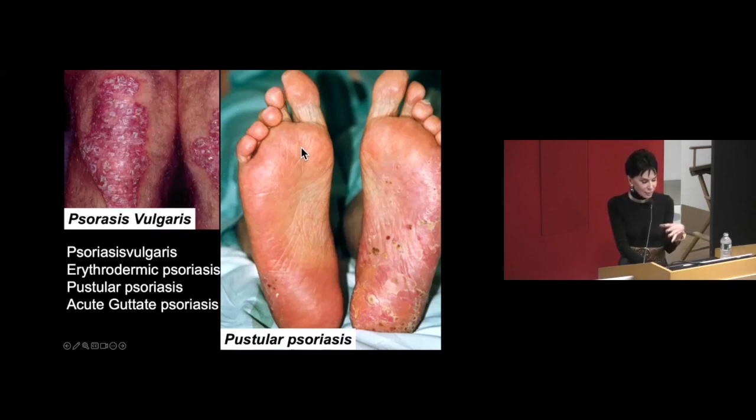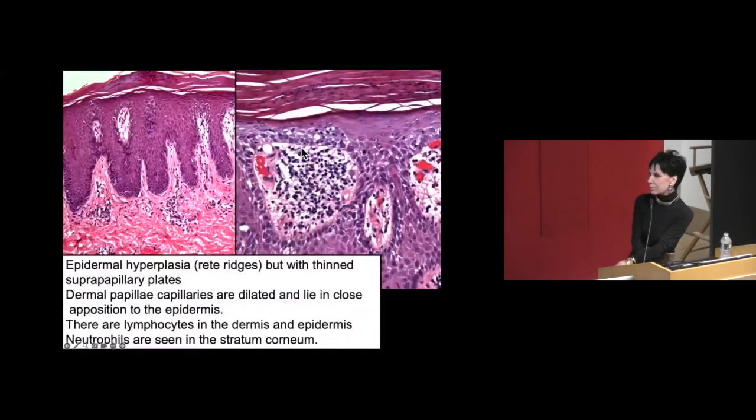And there are subtypes of psoriasis, like erythrodermic psoriasis, pustular psoriasis, infection-triggered guttate psoriasis, characteristically triggered by streptococcal infection. So here we see psoriasis vulgaris over the knee with the silver plaque, as opposed to the pustular psoriasis presenting with the coalescing pustular foci on the plantar aspect of the foot.